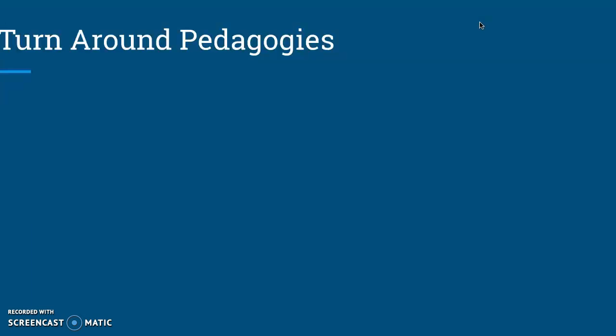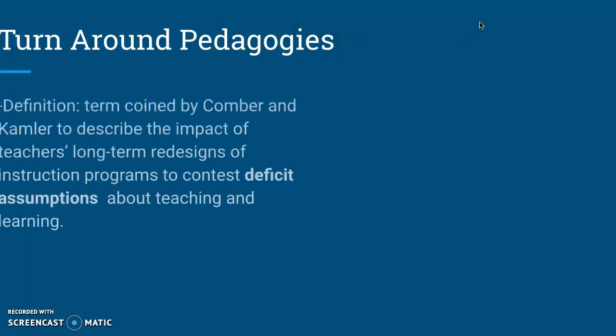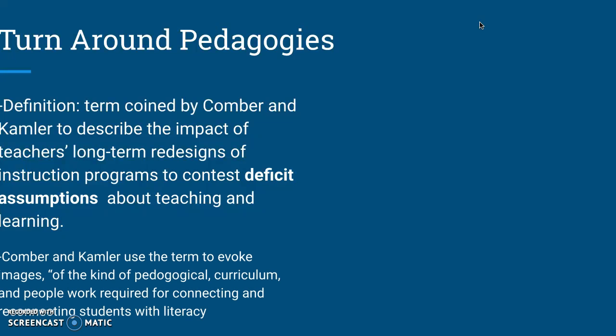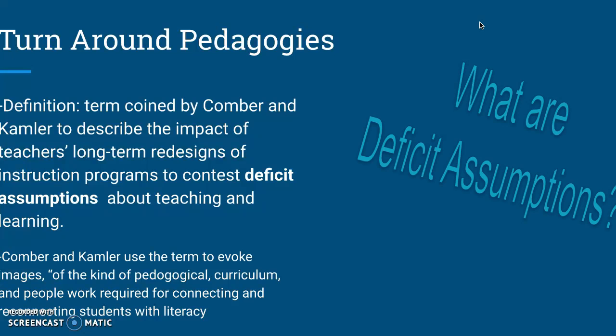At the heart of this paradigm shift in literacy education is turnaround pedagogies. This concept is defined as the term coined by Comber and Kamler to describe the impact of teachers' long-term redesigns of instruction programs to contest deficit assumptions about teaching and learning. Comber and Kamler use the term to evoke images of the kind of pedagogical, curriculum, and people work required for connecting and reconnecting students with literacy.